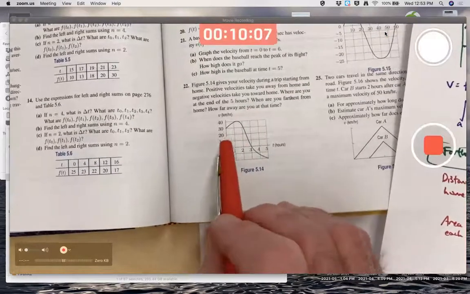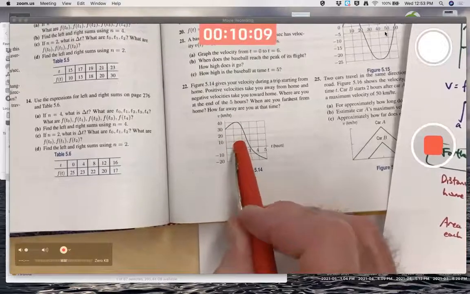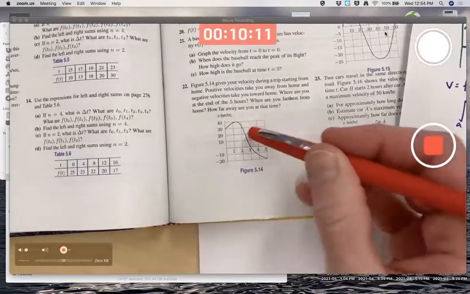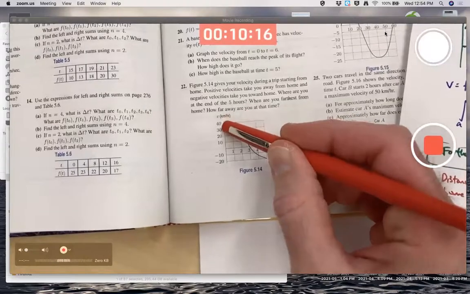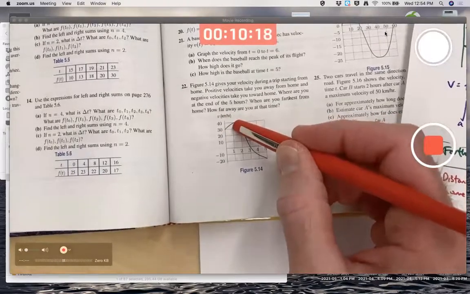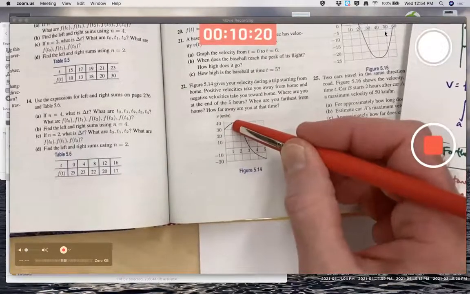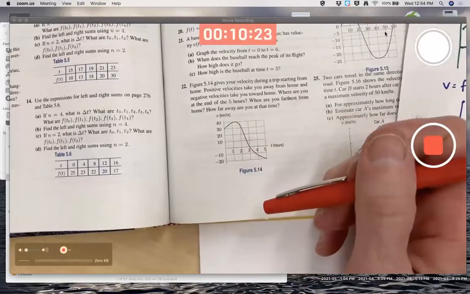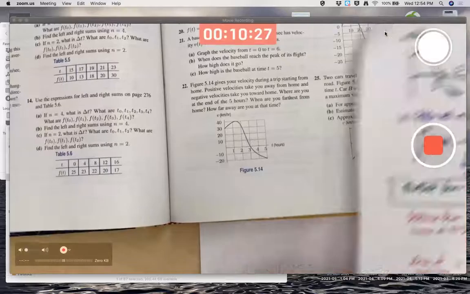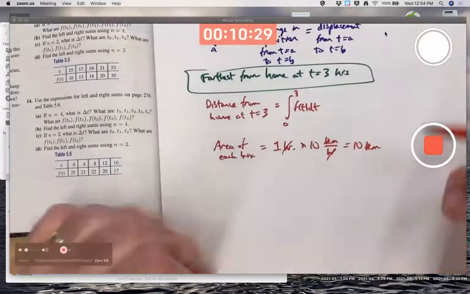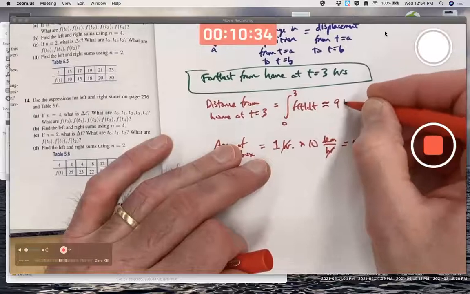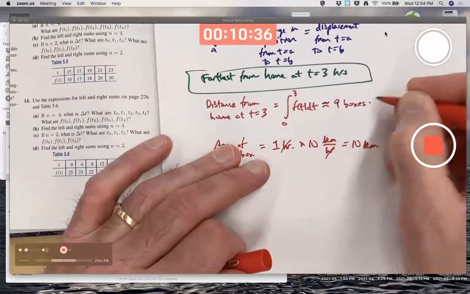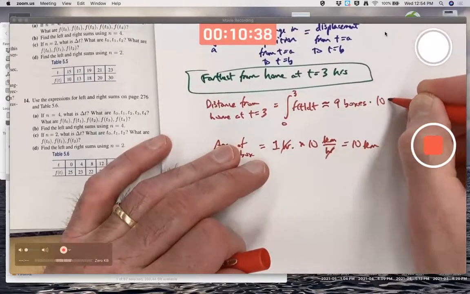Watch my pen again. 1, 2, 3, 4, 5, 6 whole boxes there. 7 when you combine these two. 8 when you combine these two. Close to 9 when you add in this partial box right there. Close enough that I'm just going to go ahead and say approximately 9. This is approximately 9 boxes at 10 kilometers area.